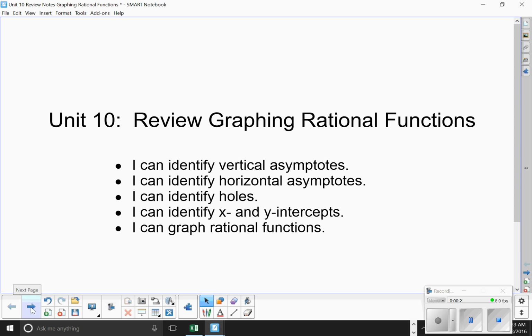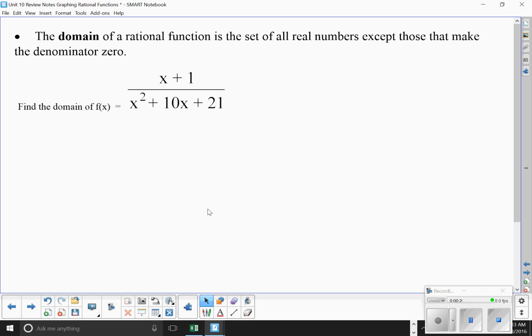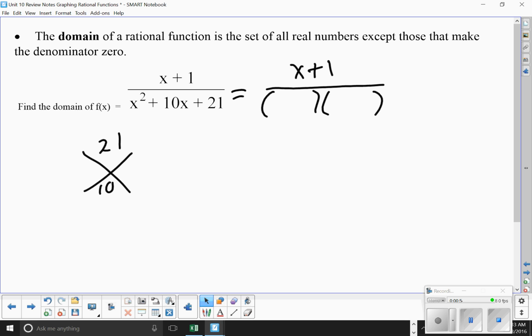Let's get started. First off, the domain of a rational function is the set of all real numbers except those that make the denominator 0. So essentially, what you're saying is it's all real numbers except. If I want to find the domain of f of x, remember that I have to factor, so I have x plus 1 in the numerator. In the denominator, I need factors of 21 that will add up to 10. Hopefully you know that that's 7 and 3.